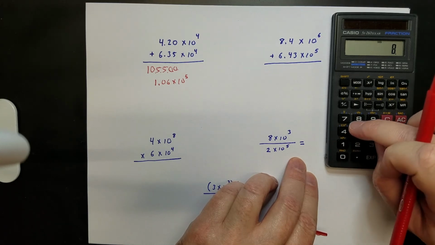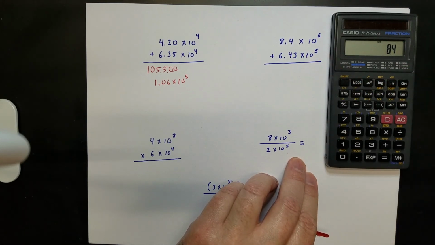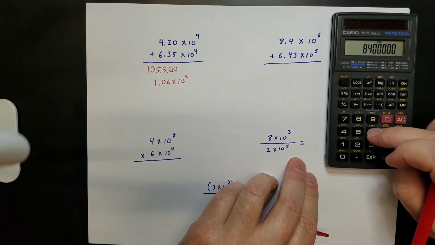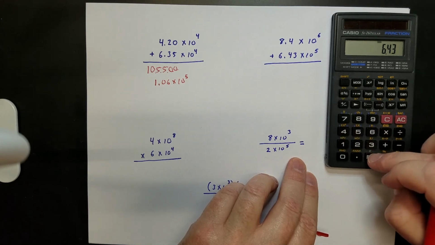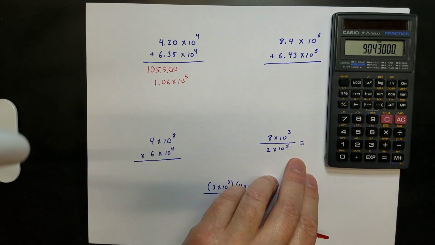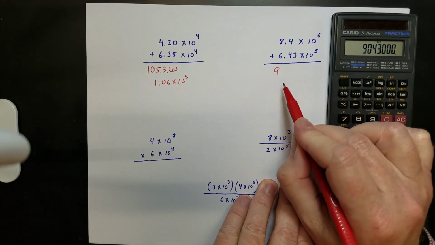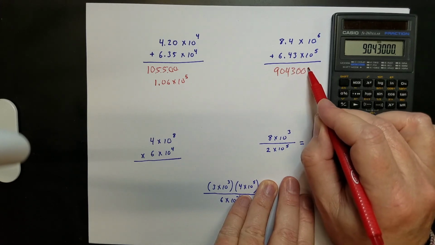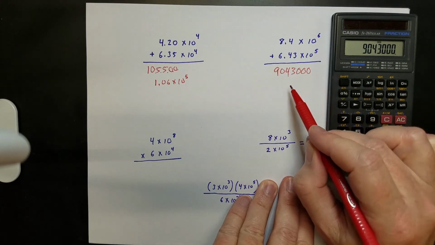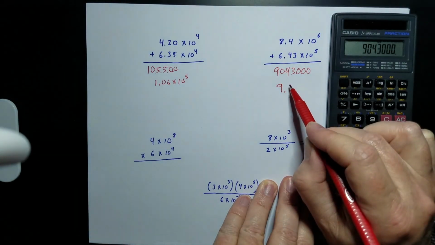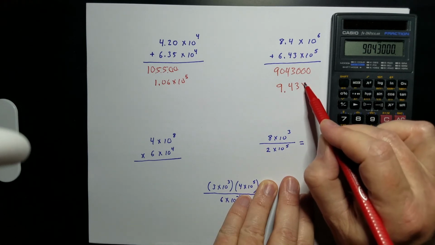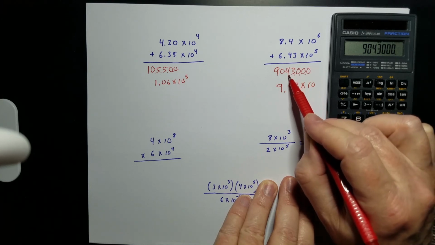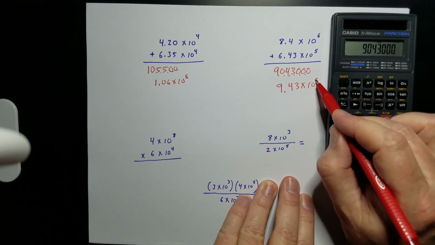So 8.4. It's okay that it didn't have 2. I said a maximum of 2 to the right-hand side. exp 6 plus 6.43 exp 4 equals, and we get this one, 9043000. So again, I want to put it back in scientific notation. So that becomes 9.43 times 10, and we're going to move it 1, 2, 3, 4, 5, 6 times. So to the 6th power.